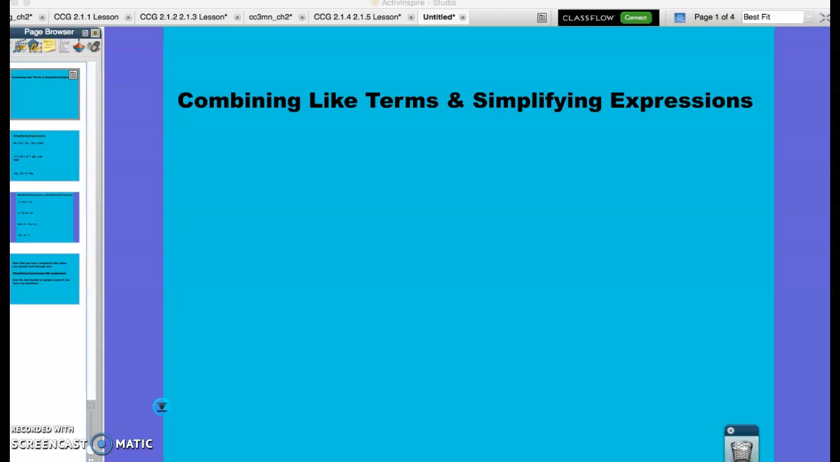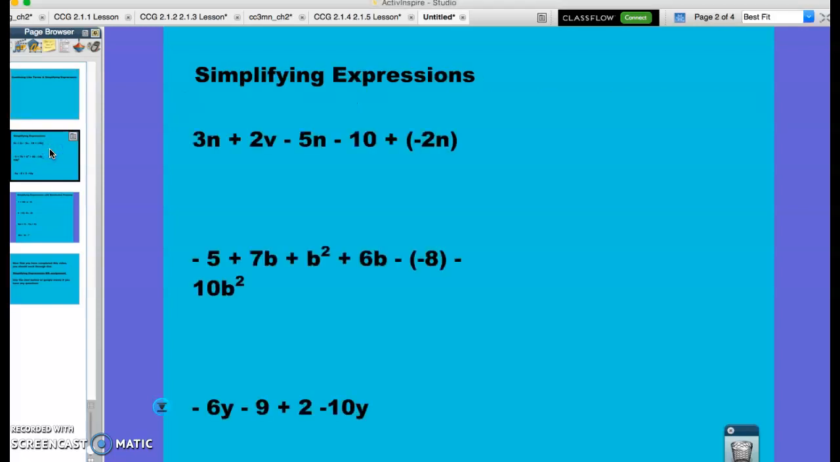Today I am going to show you a couple more examples on combining like terms and simplifying expressions, just giving you another option or another way to do these, maybe without using the algebra tiles. All right, so we're going to start off with just that simplifying expressions piece.